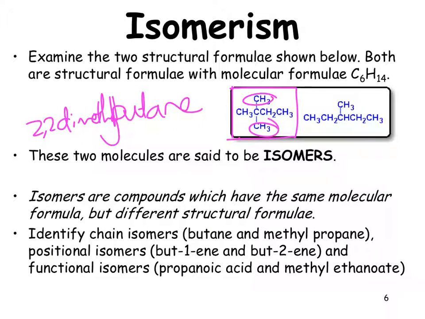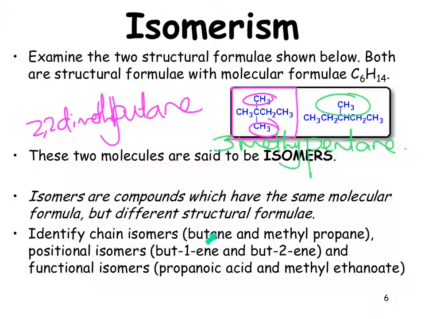And then this one over here would be pentane because of the 5-carbon chain and 1 methyl hanging off it. So it's methyl. And which one is it on? The third, 3-methyl pentane. Isomers are compounds, so here's another definition, which have the same molecular formula but a different structural formula. So chain isomers, something like butane and methyl propane will be chain isomers.